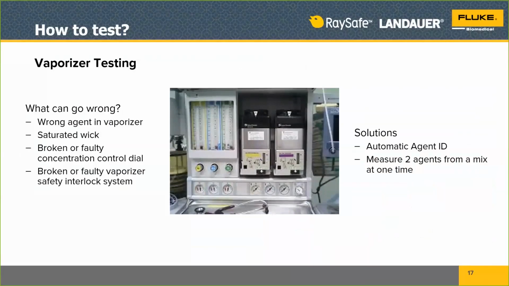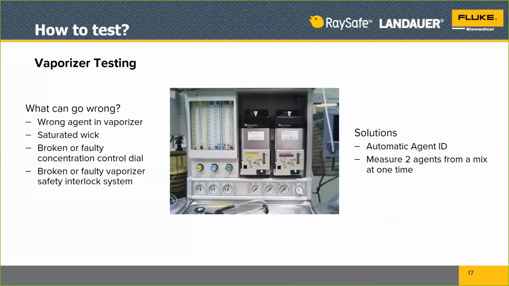One feature that you should look for is automatic agent identification. The analyzer will tell you what it sees versus what you're looking for. If you were looking in the sevoflurane vaporizer for sevoflurane and weren't finding anything, you might start scratching your head. Whereas if you hooked up a multi-gas analyzer that did have automatic agent ID, it would tell you, hey, I'm seeing isoflurane and not sevoflurane, and that should flag you that something's wrong.